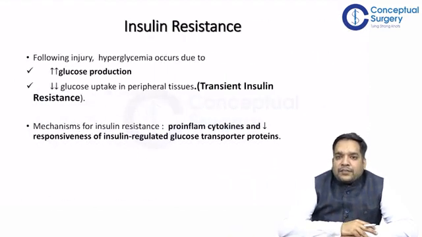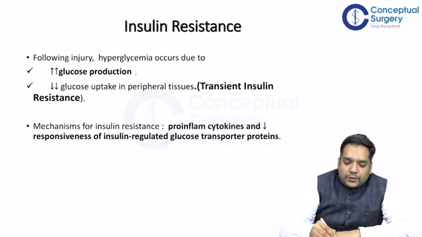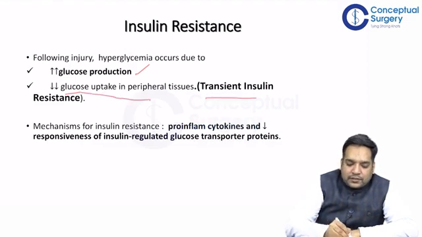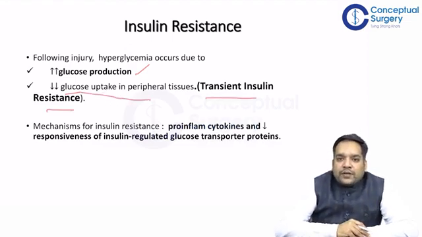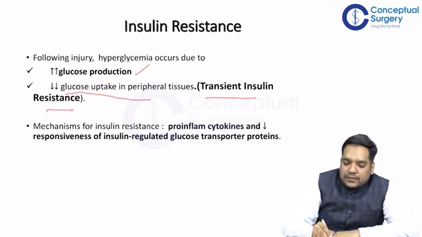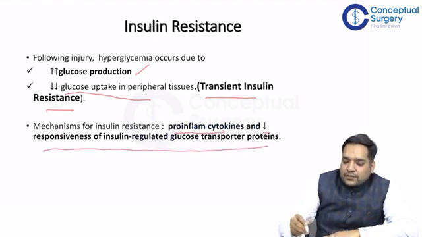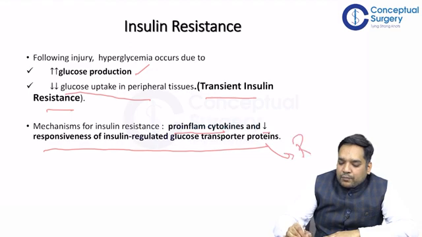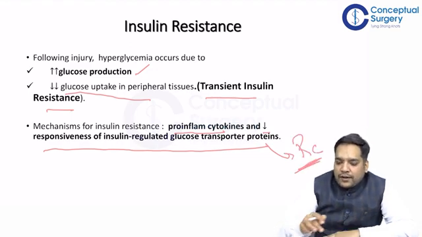So following injury, hyperglycemia occurs due to increased production and decreased uptake, right? And this decreased uptake in the peripheral tissue is known as transient insulin resistance. So what is the reason of transient insulin resistance? The answer is increase in the pro-inflammatory cytokines and decreased responsiveness of insulin regulated glucose transport proteins. This is happening at the receptor level of peripheral tissue, right? So inflammatory cytokines are also increased, and there is a decrease at the level of insulin regulated glucose transport proteins.